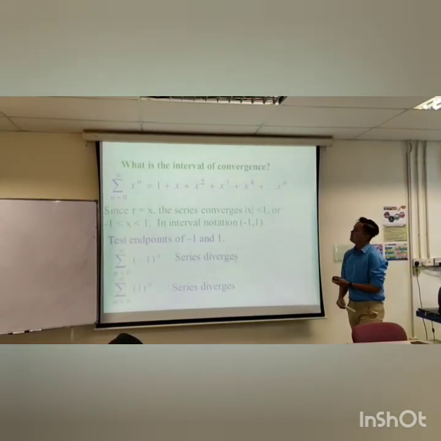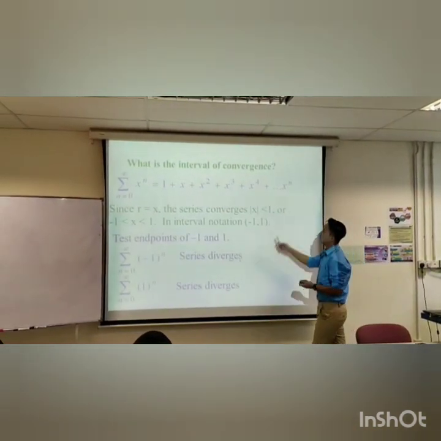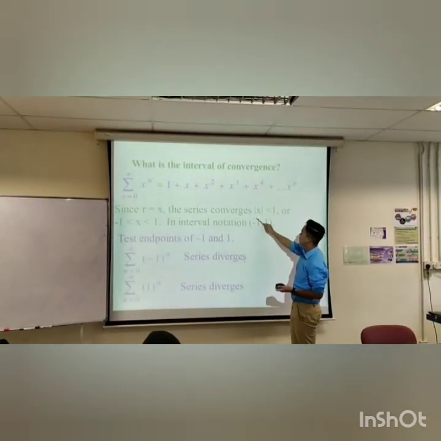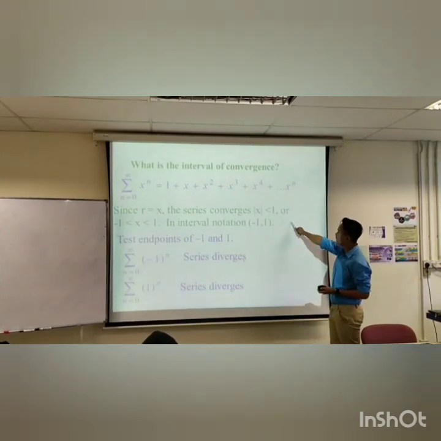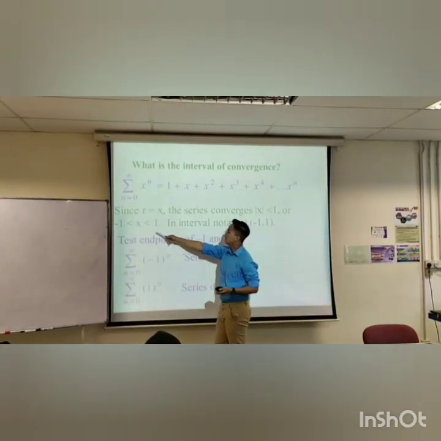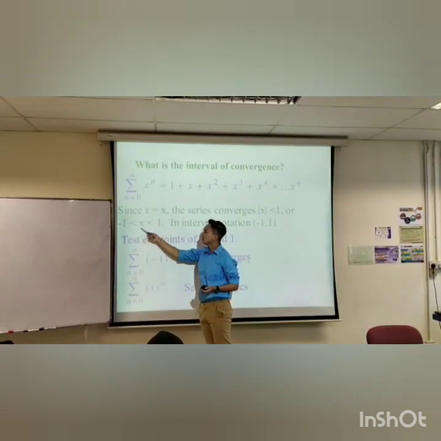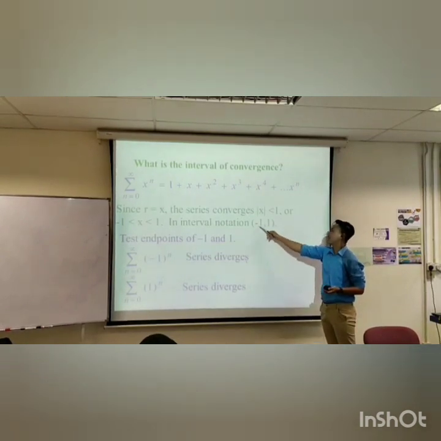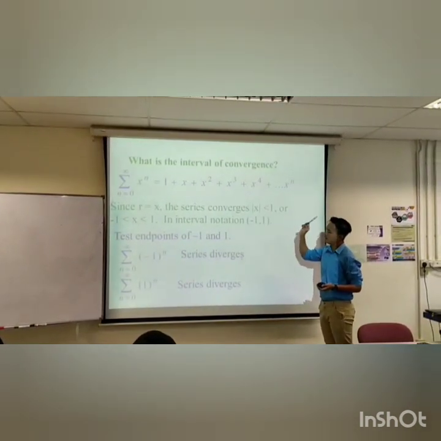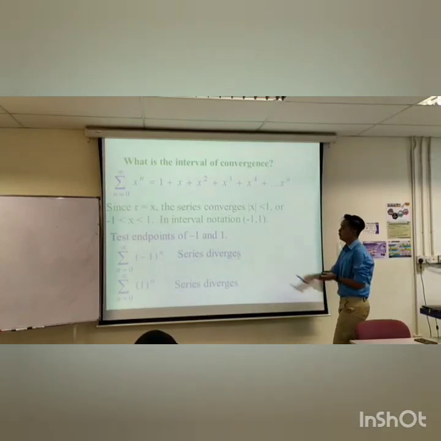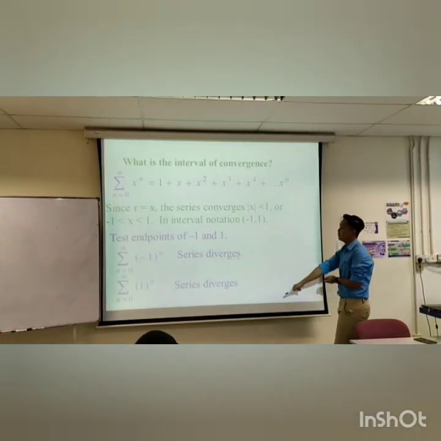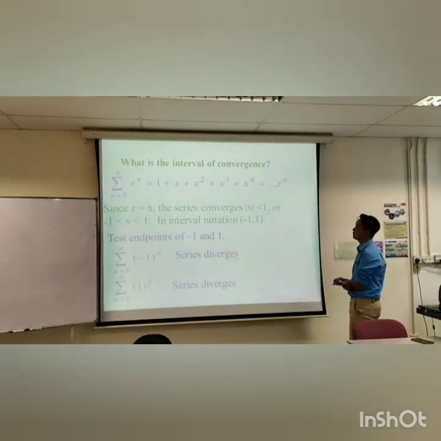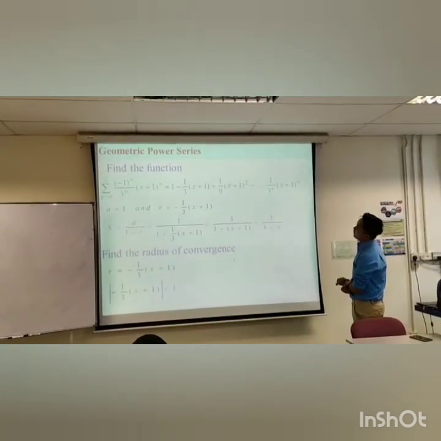Next slide. What is the interval of convergence? Based on this, since r equals x, the series converges for modulus x less than 1, or this range, whereby -1 < x < 1. In interval notation, it is in brackets -1, 1. Test the endpoints of this value into that, and then you will get the series diverges.